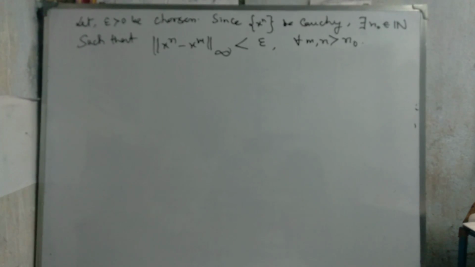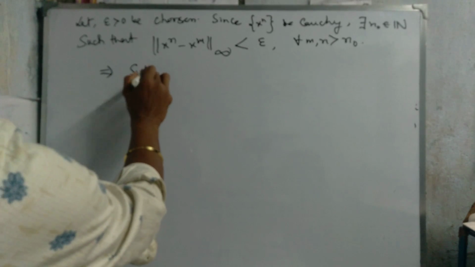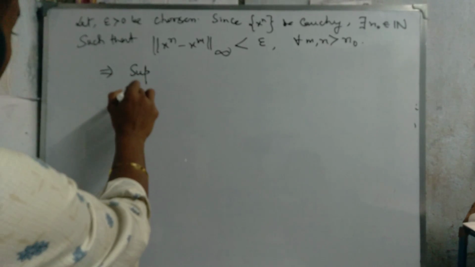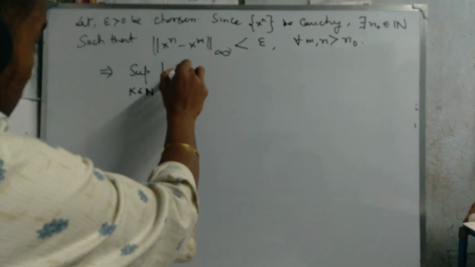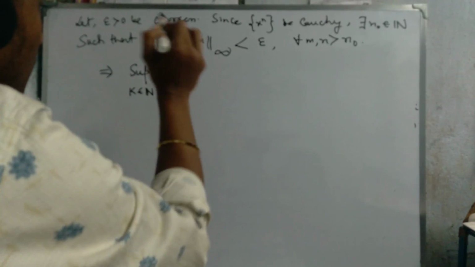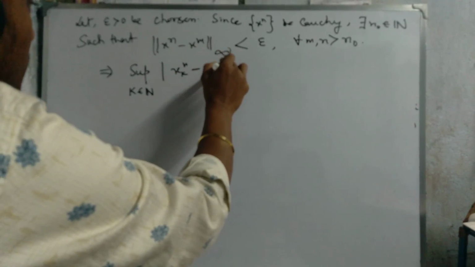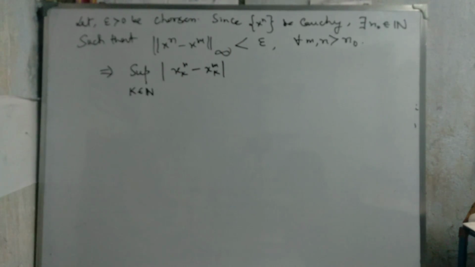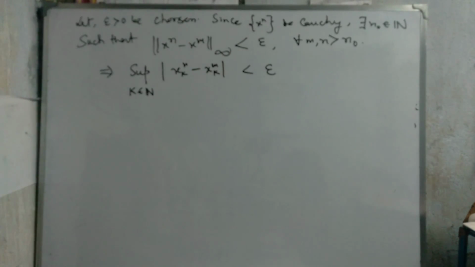We also start from that. Okay, so what do we write now? We write here the supremum over k belonging to N of modulus of xk^n minus xk^m, here n, here m. Not a problem at all. For any m, n we have written here, this is less than epsilon.